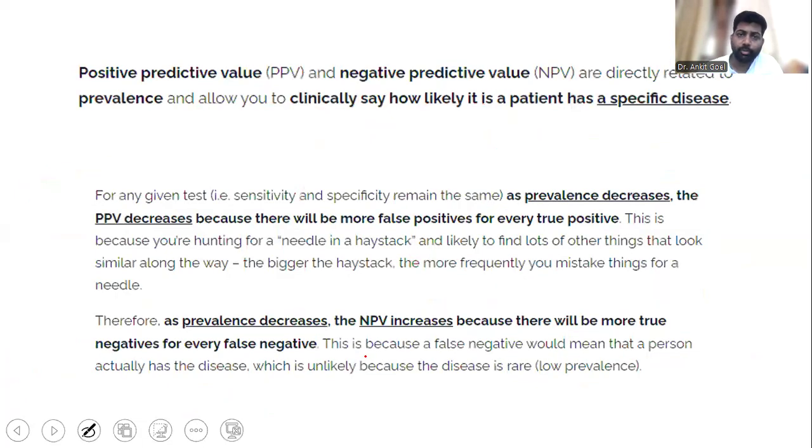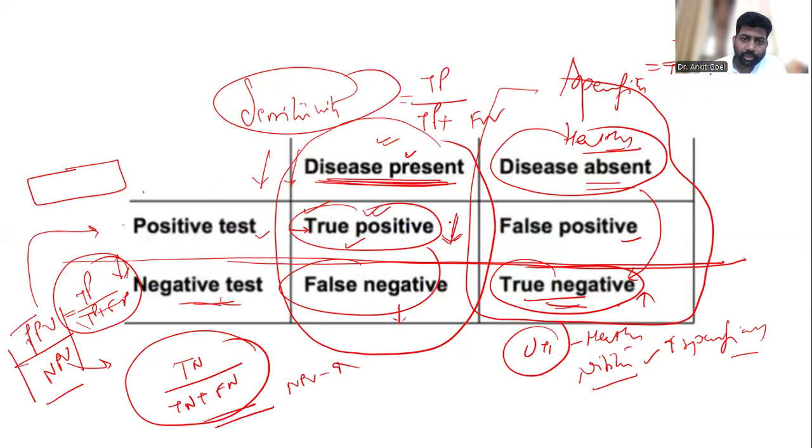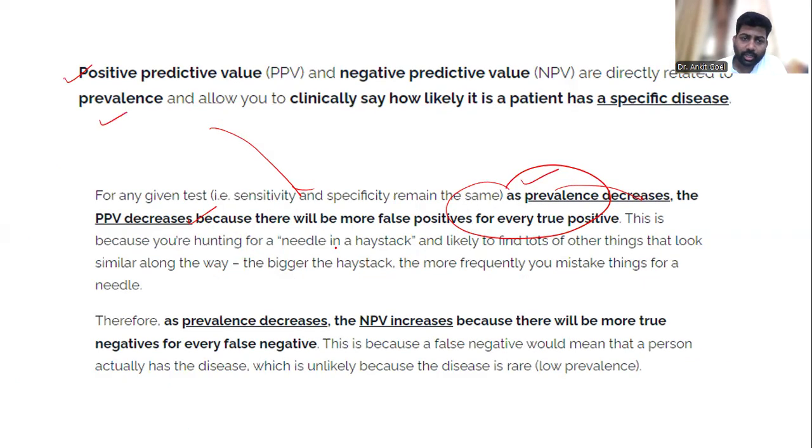I'll just show you this slide, then you will be slightly clearer about it. Now try to understand this. PPV and NPV are related to the prevalence. What happens if the prevalence decreases? The positive predictive value has to decrease because there will be more false positives for every true positive, because the total number of diseased patients has decreased. So you're going to find more patients who are false positives. Similarly, the negative predictive value will increase because there will be more true negatives.